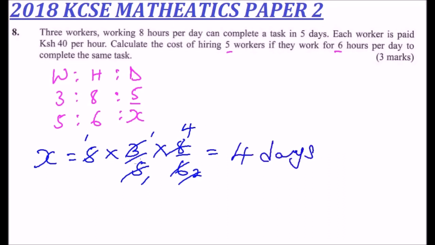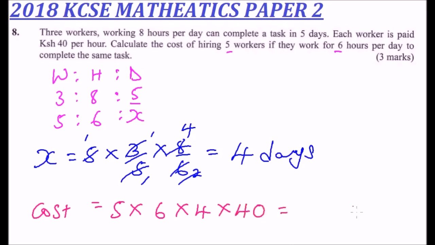Now we need to get the cost. The cost involved is equal to 5 workers working for 6 hours, and they work for 4 days, and they will be paid at the rate of 40. So using your calculator, you should multiply that, and you get 4,800 shillings. So that is the cost of completing that task when we make those changes, and there you earn yourself 3 marks.